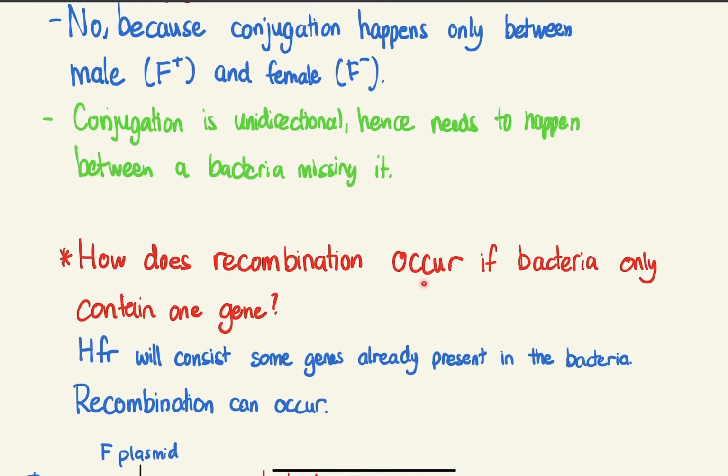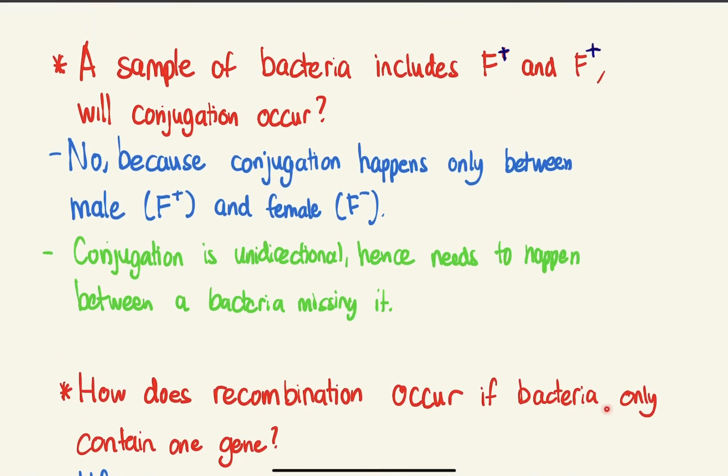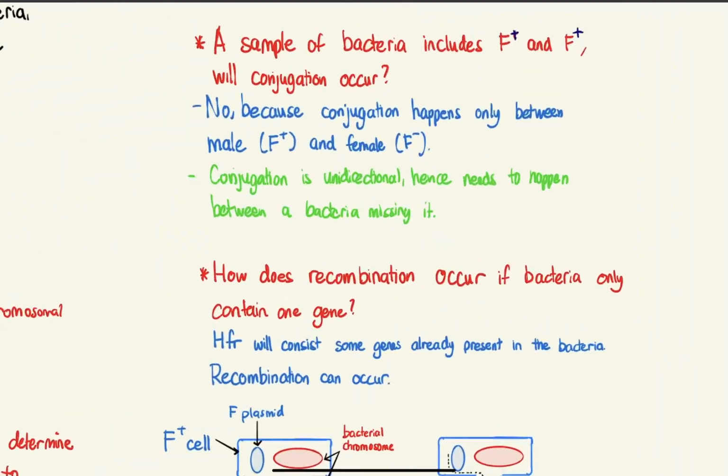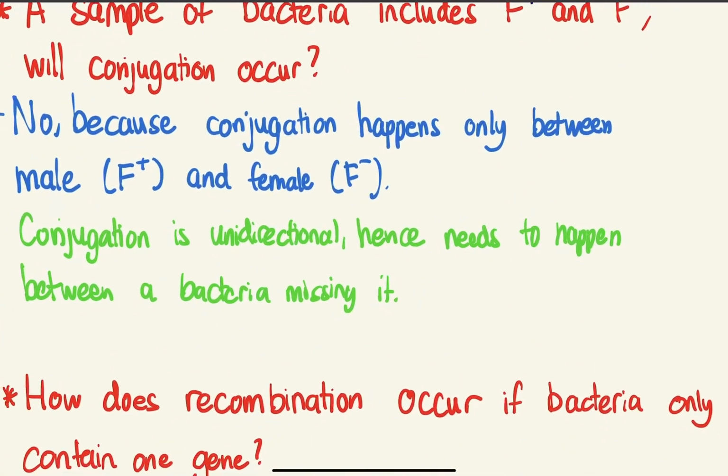How does recombination occur if bacteria only contain one kind of gene? So you might be thinking to yourself, hey, doesn't bacteria just have one? How can you have recombination if you just have one kind of genome inside it? That doesn't really add up, does it? Because the host cell has one chromosome, and we talked about the circular chromosome before. So how does that make sense?